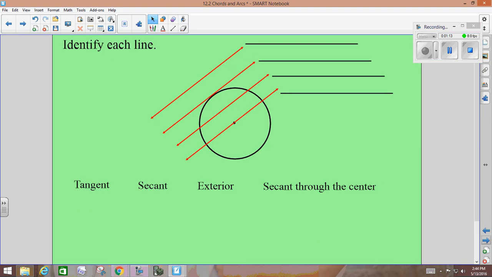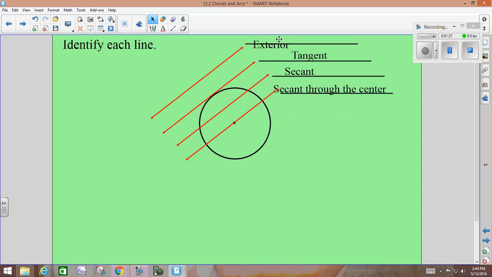Okay. So your exterior line, you should have had that labeled at the top. Then comes your tangent line. It's intersecting at one point. Then this is your secant line, the third one. It intersects it at two points. And then the fourth one they call the secant through the center. Still a secant line, it's just passing through the center of the circle.